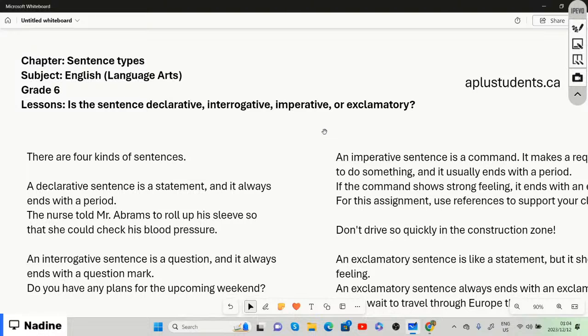If we look at the specific sentence, by the end of this lesson we must be able to identify the 4 different kinds of sentences, and identify which sentence is a declarative sentence, an interrogative sentence, an imperative sentence, or an exclamatory sentence. There are 4 types of sentences, and those types are the ones mentioned above.